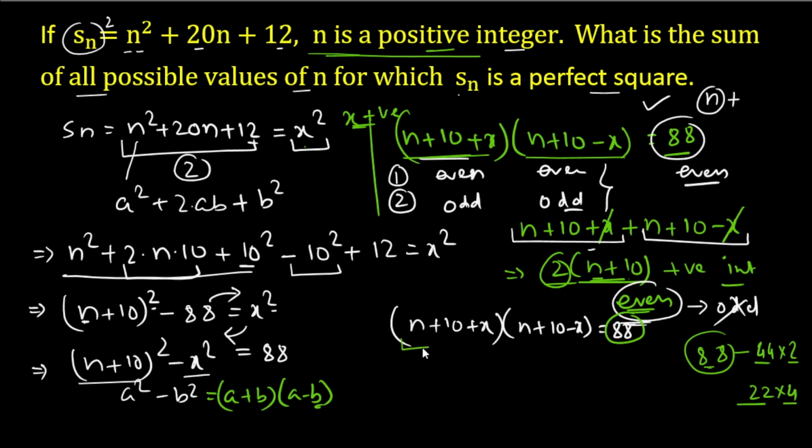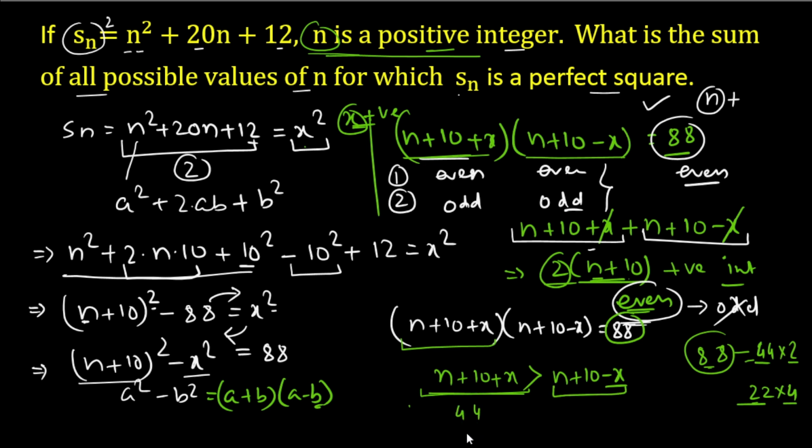One more case: the value of n plus 10 plus x should always be greater than n plus 10 minus x, because x and n are positive integers. So the value of this term will be more than this one. So this term will be either 44 or 22, and for 44 the other will be 2, and for 22 the other will be 4. So friend, hope till here everything is clear. Now for further solutions we'll write on the next page.